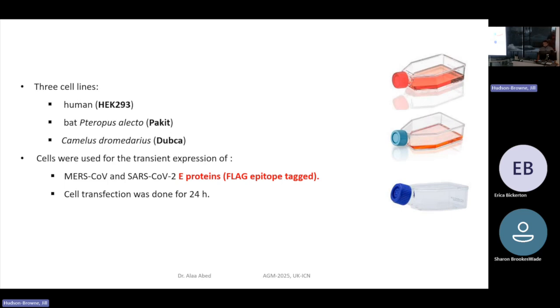So I used 3 different types of cells: human HEK293 cells, bat cells, and Dubca cells from a camel. Cells were used for transient expression to produce both MERS and SARS-CoV-2 E proteins, which are FLAG epitope tagged. Cell transfection was done for 24 hours.